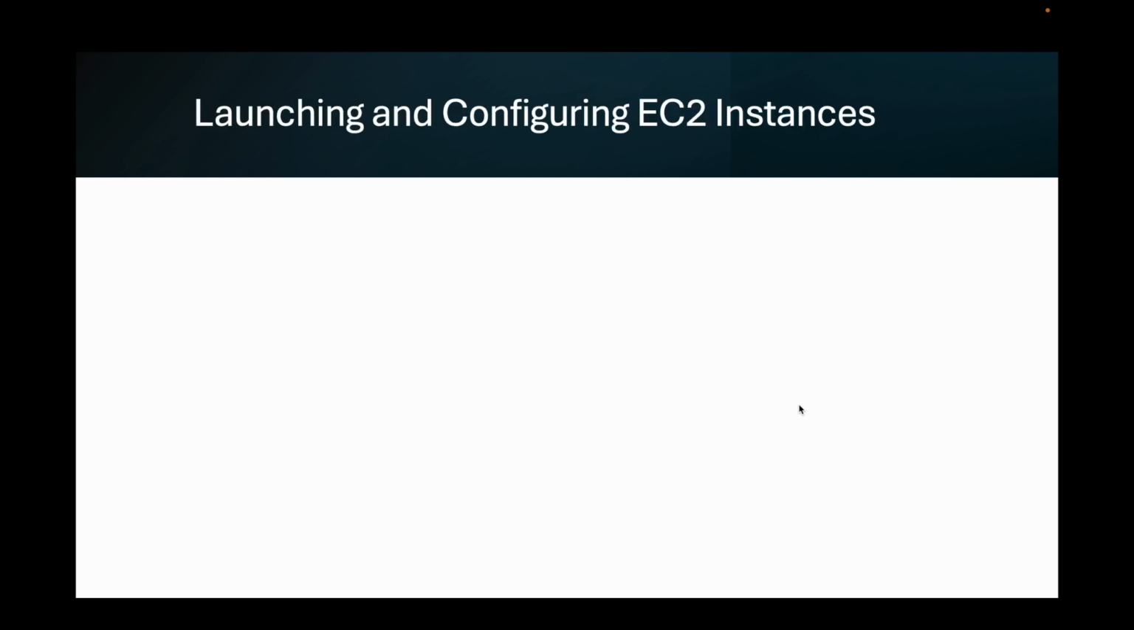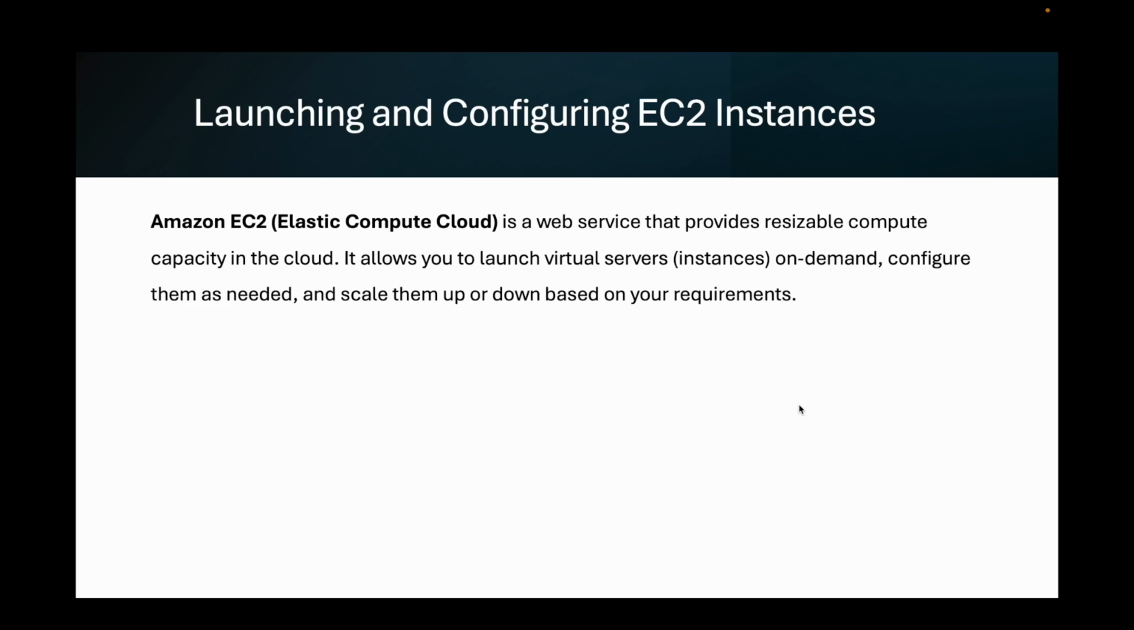First, launching and configuring EC2 instances. Now, Amazon EC2, which is Elastic Compute Cloud, is a web service that provides resizable compute capacity in the cloud. It allows you to launch virtual servers, which are instances, on demand, configure them as needed, and scale them up or down based on your requirements. Here are the steps to launch the EC2 instance. We've done this a couple of times before, but we'll go through them quickly.